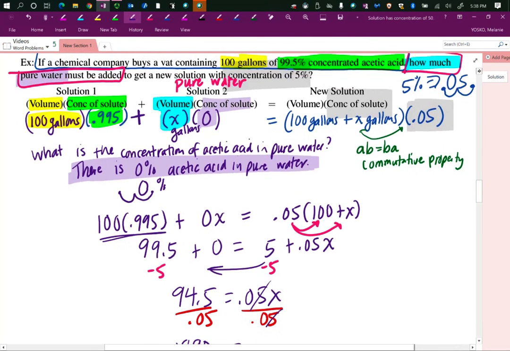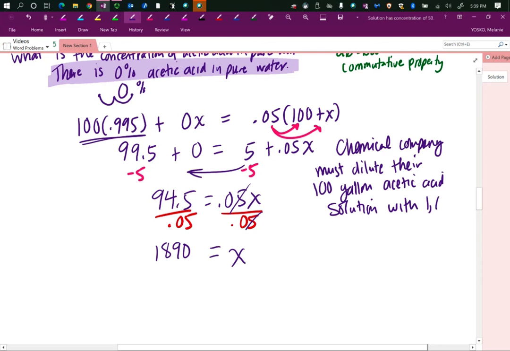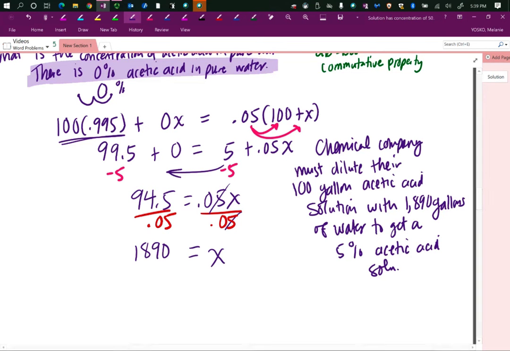Okay, so the chemical company must dilute their 100-gallon acetic acid solution with 1,890 gallons of water to get a 5% acetic acid solution. So they actually have a whole lot of solution now. Okay, hopefully that makes sense. And vinegar, most distilled vinegar that you use, household vinegar, has 5% acetic acid. And if you read the label, it says it is diluted distilled vinegar. Vinegar's main ingredient is acetic acid.